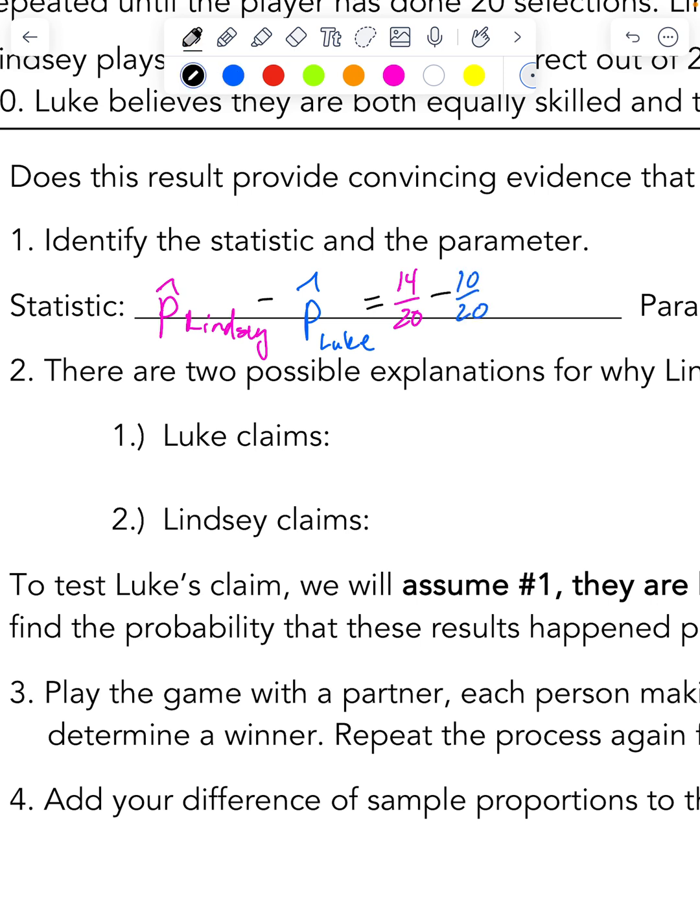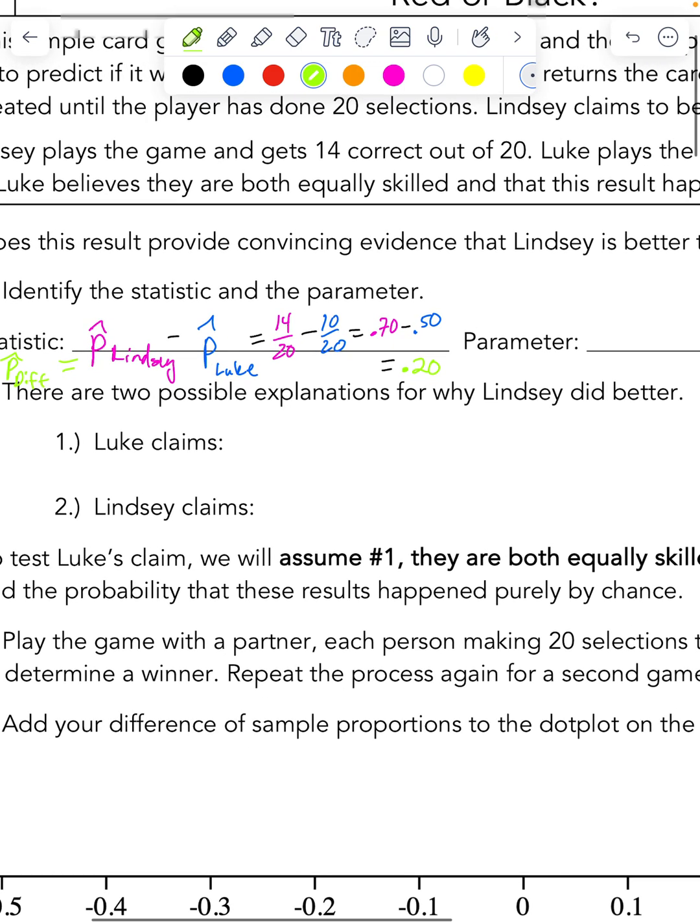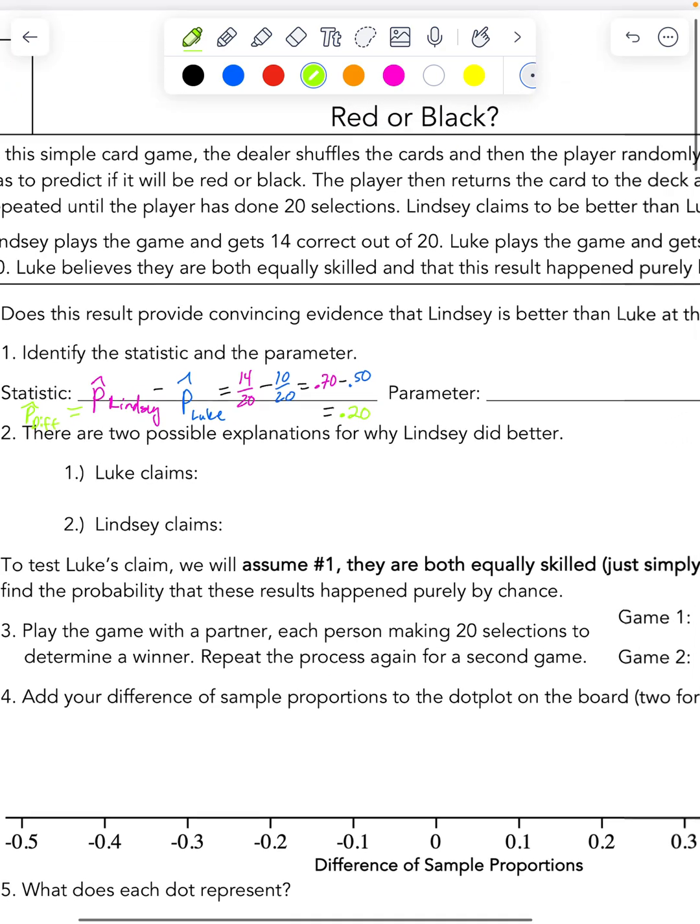Or if I do it as decimals, this is 0.70 minus 0.5. So this difference would actually be 0.20. I'll do that in green. So this is really the difference, the sample proportion difference. We're doing Lindsay minus Luke.